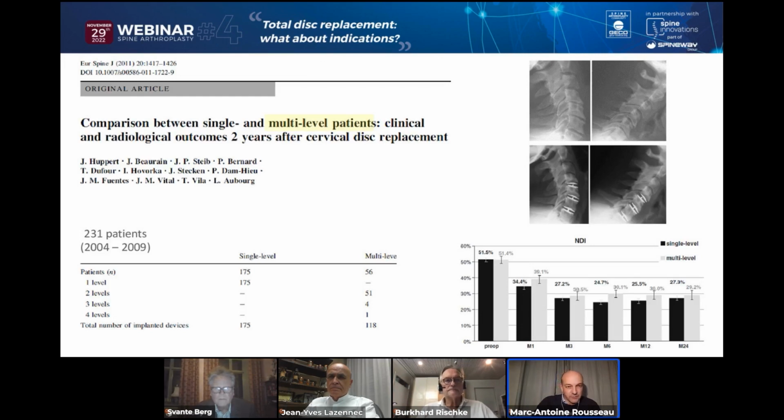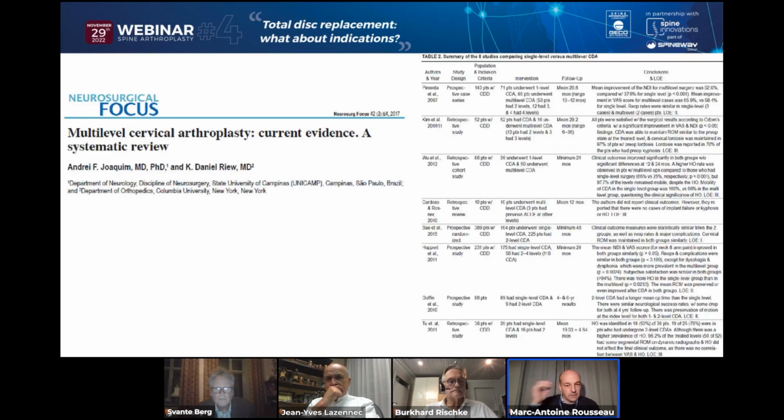And we have papers from the 2010s. Here is a French paper about multiple level patients. And it shows that those multiple level patients have favorable results compared to one level patients, even 3 level or one case of 4 level patient. On this topic, this idea was reinforced by this meta-analysis, and most papers show that there's absolutely no problem using multiple levels.